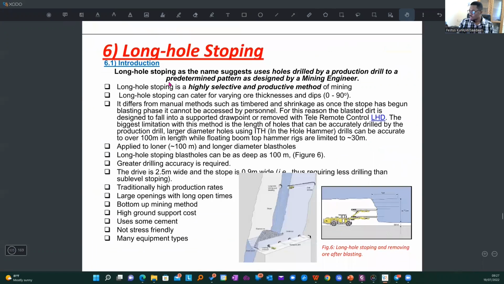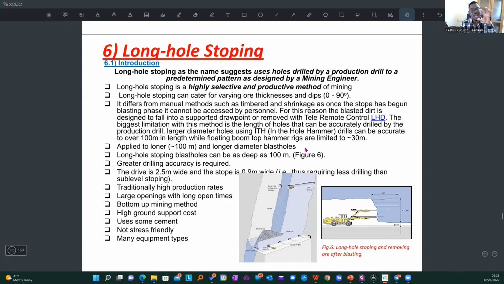So the long hole is another mining method where you do all your levels and all the necessary development, you put them in place, and then you stand on one of the levels and drill at a very long distance. And you begin to blast the holes. It applies to lengths over 100 meters and larger diameter holes.